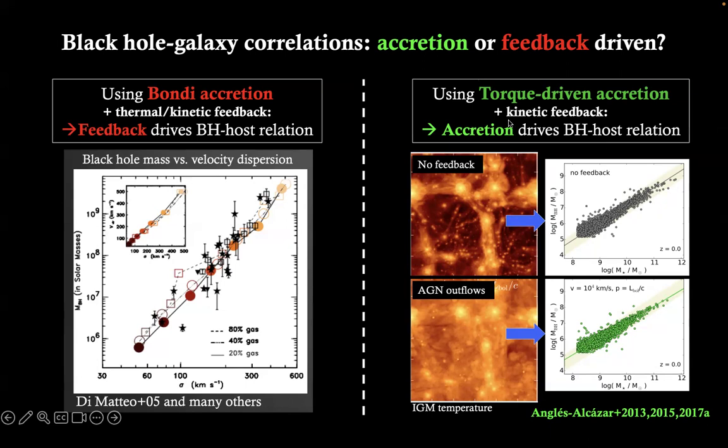But it turns out that in simulations where we use a model based on gravitational torques to parameterize black hole growth as opposed to Bondi, and then some form of feedback, we can reproduce the same black hole galaxy scaling relations, but in this case, the accretion normalization is what sets the black hole host relation as opposed to feedback. So basically, given observational constraints of black hole mass versus galaxy mass, we want to understand what is the physics behind this. And at the moment, we have simulations that reproduce the same observations, but with completely different physics.